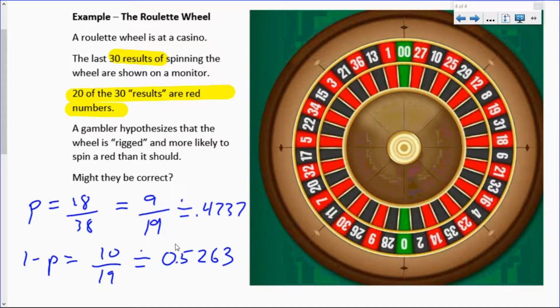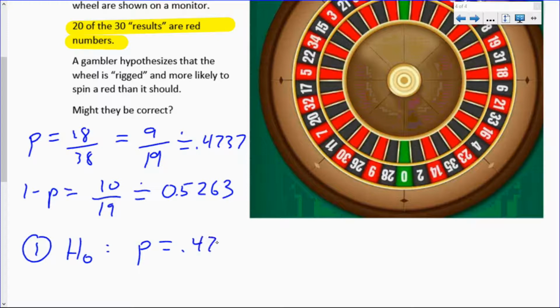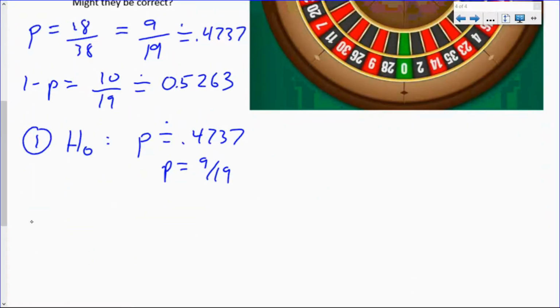So our null hypothesis might be that no, it is not rigged. Our null hypothesis in this case is that the probability of getting a red is still only 0.4737, or 9 out of 19. That hasn't changed. The alternative hypothesis is that the wheel is rigged and that the probability of rolling a red is higher than 9 over 19, or higher than 0.4737.